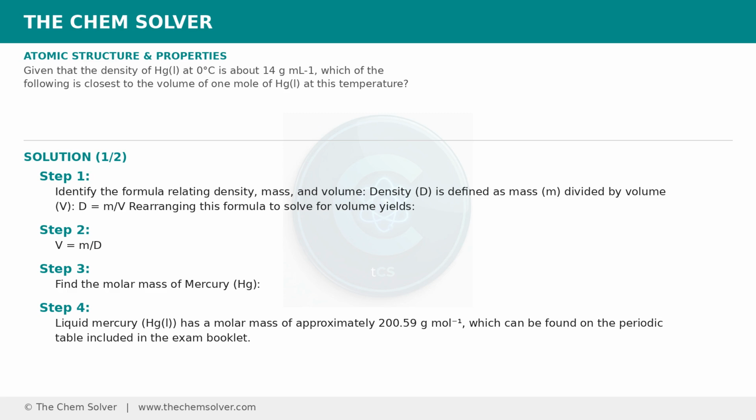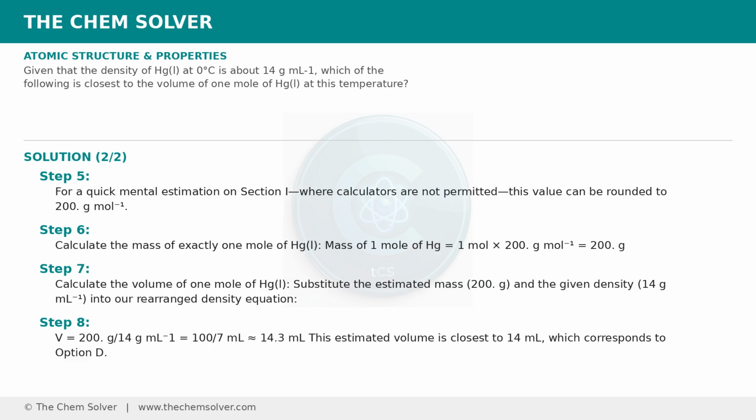Find the molar mass of mercury, Hg. Liquid mercury, Hg, has a molar mass of approximately 200.59 g mol^-1, which can be found on the periodic table included in the exam booklet. For a quick mental estimation on Section 1, where calculators are not permitted, this value can be rounded to 200 g mol^-1.